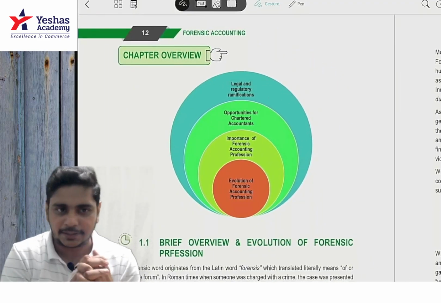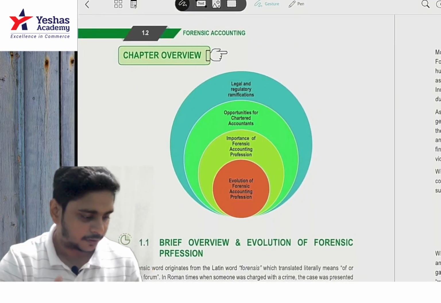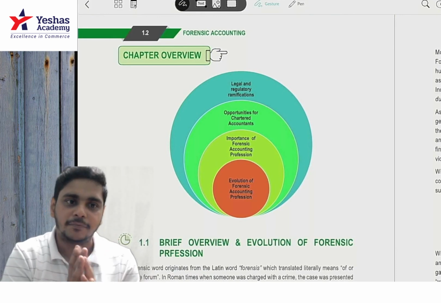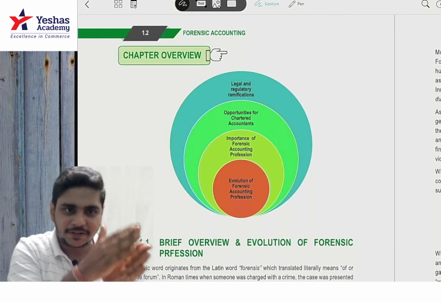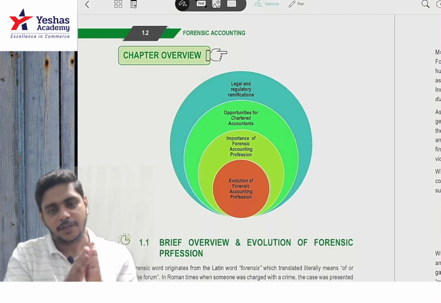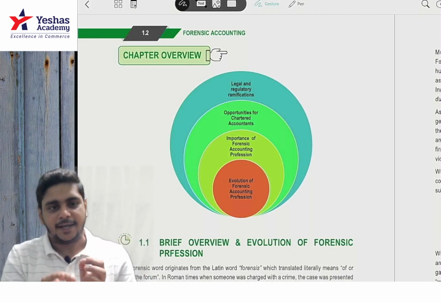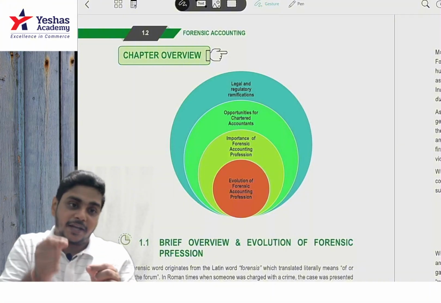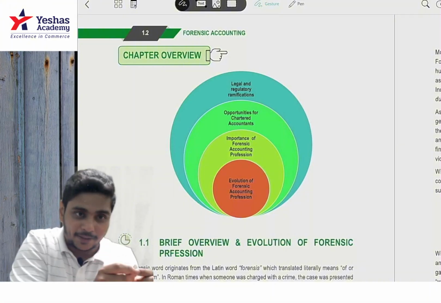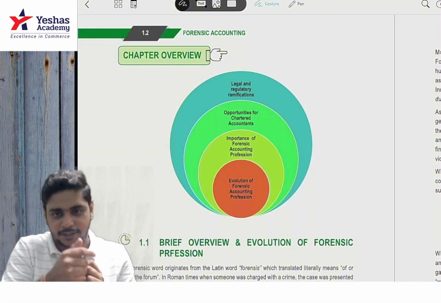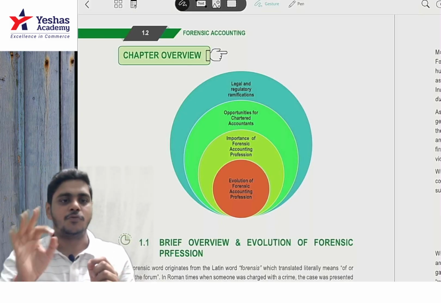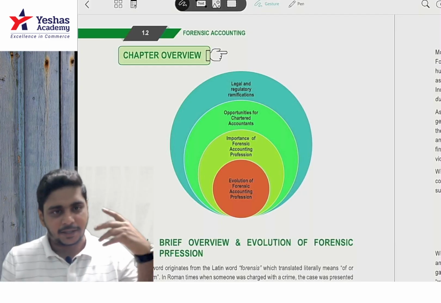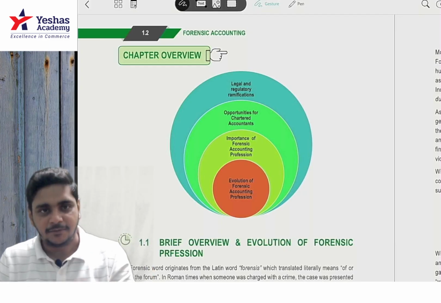Now, forensics. So what exactly is forensics? Understand the story. When we talk about CID, the serial: a murder has happened, police is informed and CID is also informed. What does CID do? CID finds out the way the murder was conducted, and they try to find out the murderer who committed the crime, right? That was the main plot of the serial.